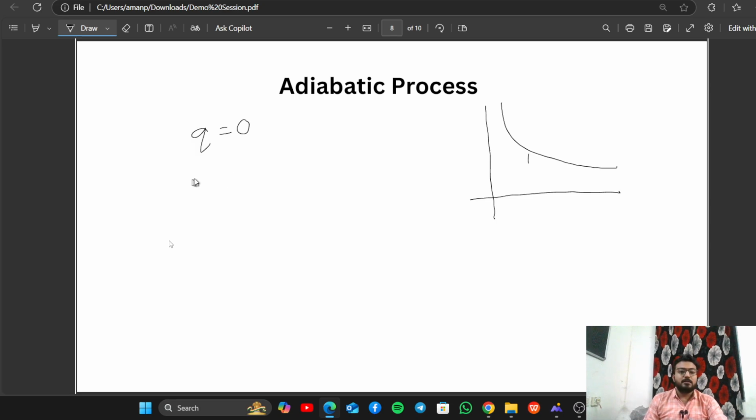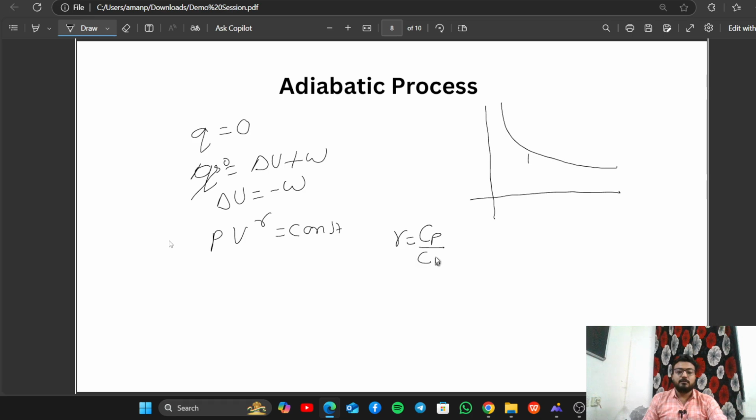So we'll write the mathematical equation using the first law of thermodynamics, which says Q equals delta U plus W. Here Q is 0, so delta U will be equal to negative W. For an adiabatic process, PV^gamma equals a constant. Gamma is the ratio of heat capacity at constant pressure to heat capacity at constant volume.